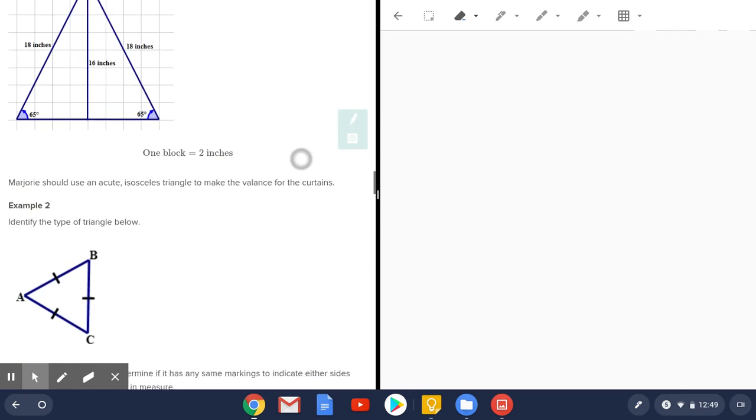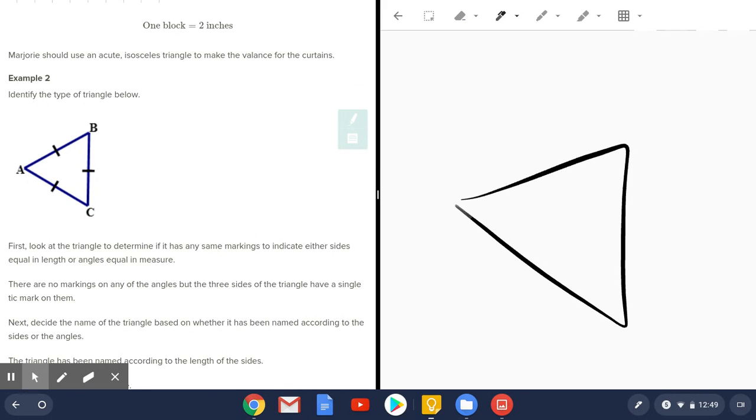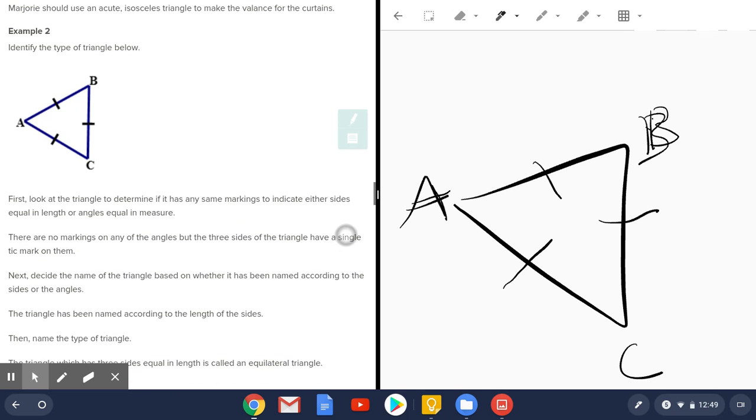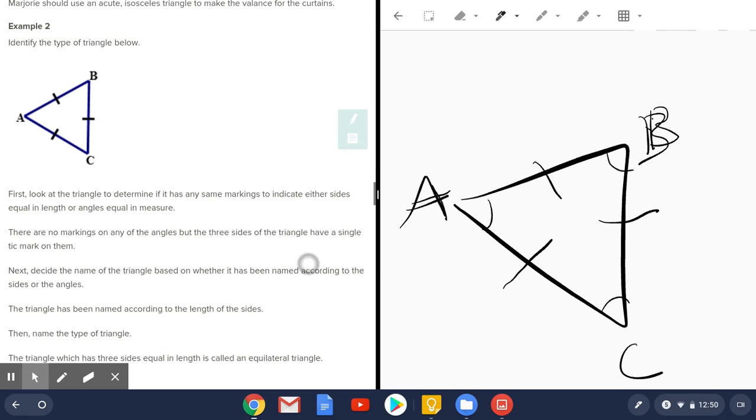So next, let's look at example 2. My friends, we have triangles A, B, C. Now, what do you notice about the markings in our example? They all have these lines on the lengths. That indicates that our sides are all equal in length. And with that, their corresponding angles would also be all equal, correct?